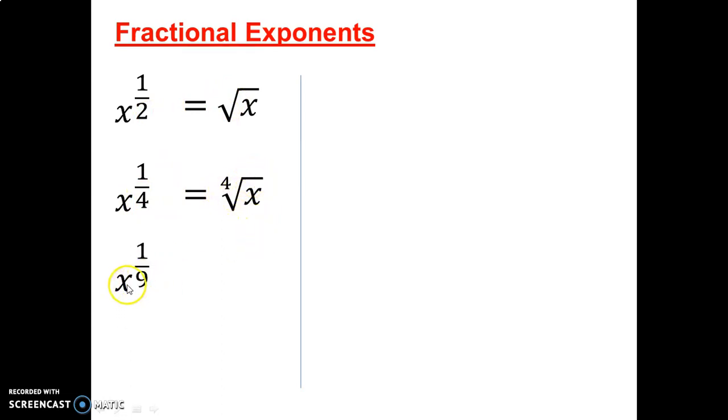And then another one, we have x to the 1/9 power, and that equals the 9th root of x. So I think you can see the pattern clearly, and let's make a rule. If you have a to the 1/n power, that is equal to the nth root of a.